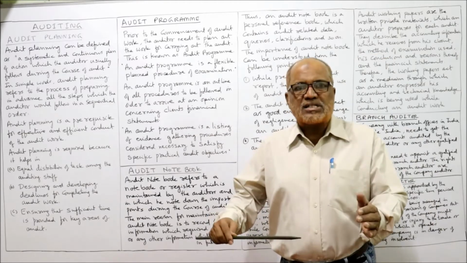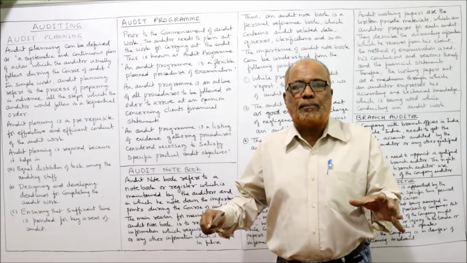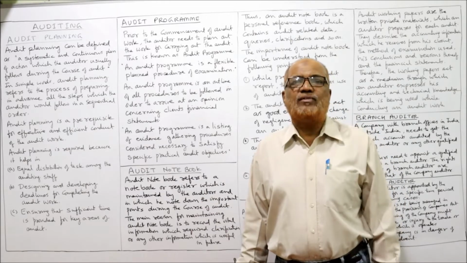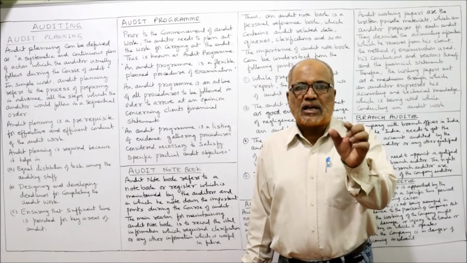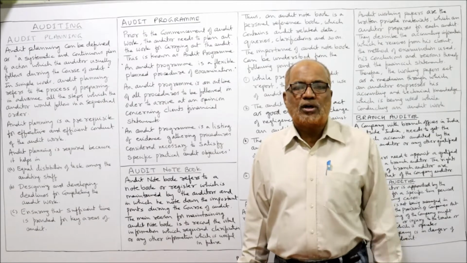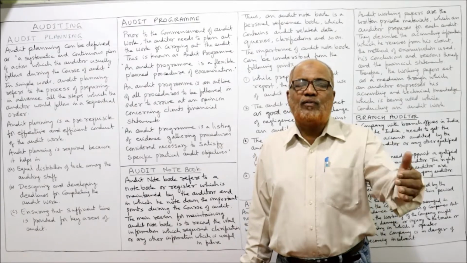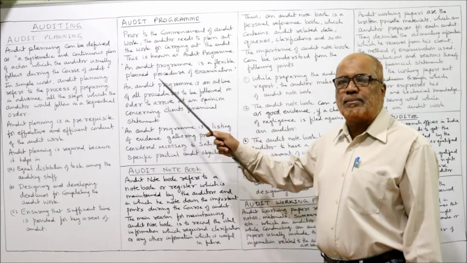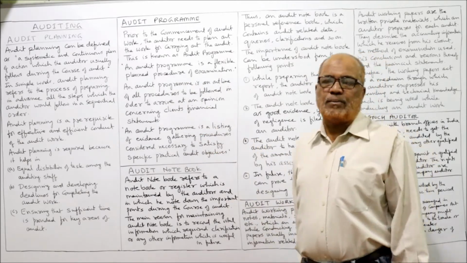So before starting the work, he has to make a program. He has to list down what are the activities of audit we have to complete, what are the tasks of audit we have to finish, and what is the time required to finish off each activity. An audit program is a flexible plan of procedure for examination.